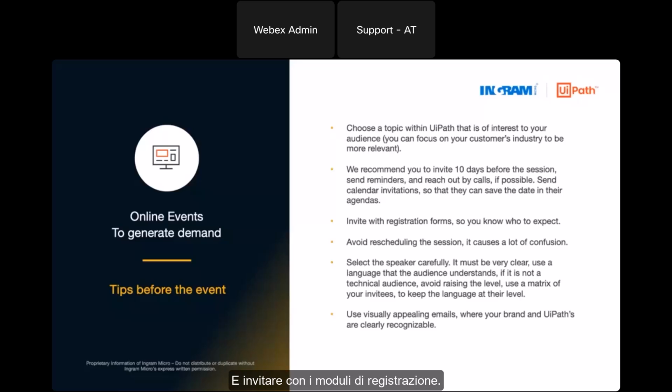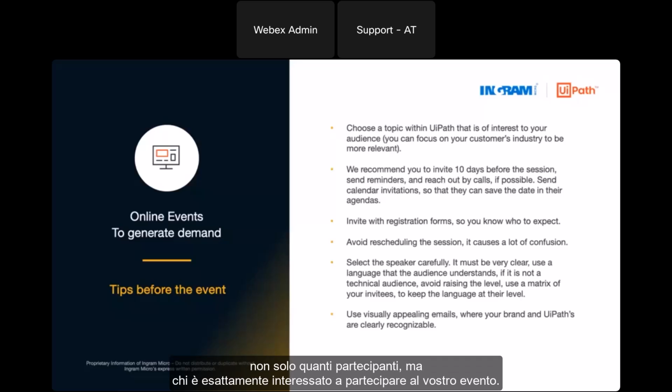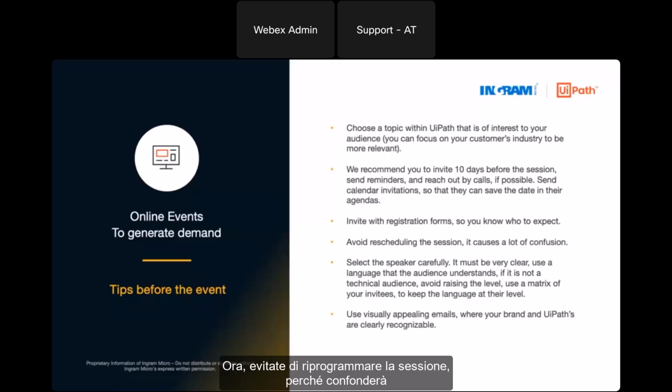And invite with registration forms. That way you are going to be able to know who to expect, right? Not only how many attendees, but who's exactly interested to attend your event. Now, avoid rescheduling the session, because it's going to cause confusion on your audience, on your potential customers. Perhaps the new date is not going to fit their agenda, so you are going to lose part of your audience. So always have a plan B.